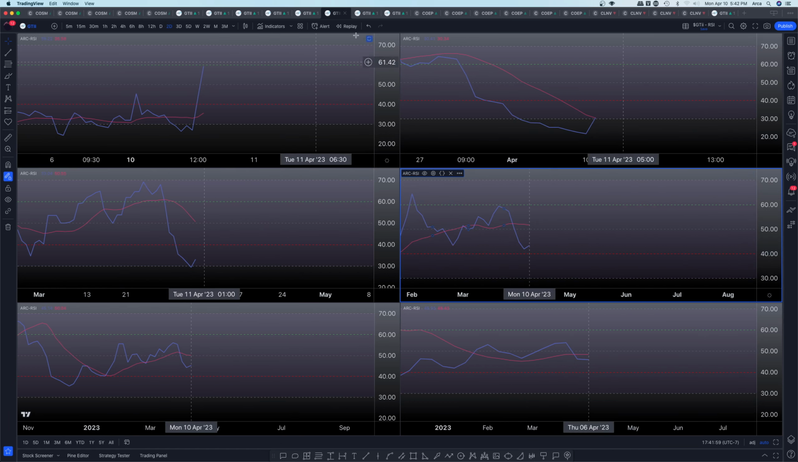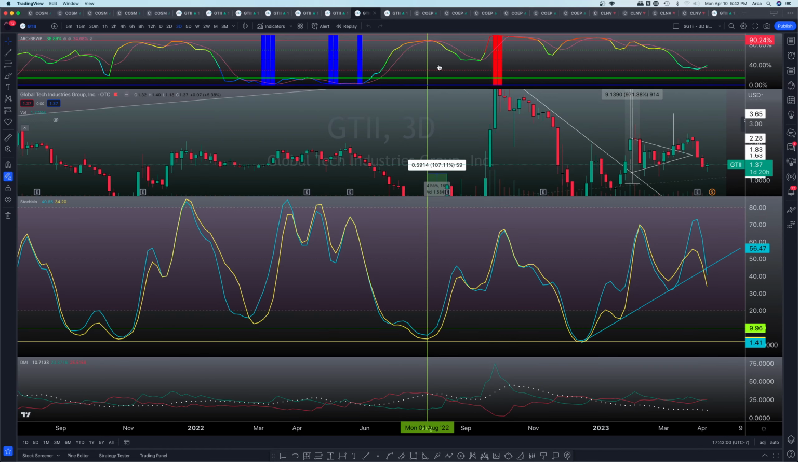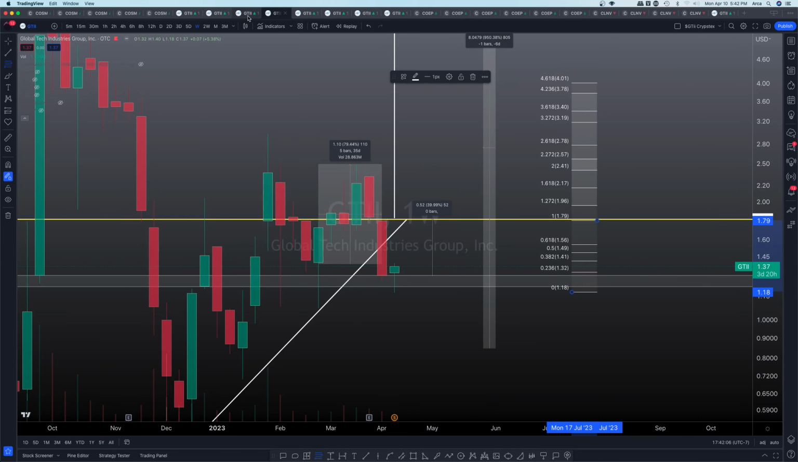Okay, you guys. So it's looking pretty good for GTII. Let's see what tomorrow has for us. But I'm definitely seeing a potential upside continuation in the near term.